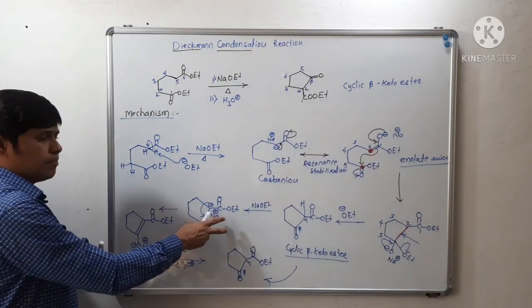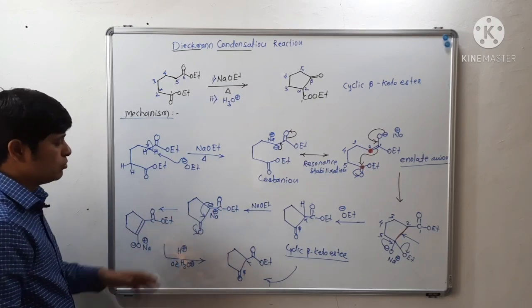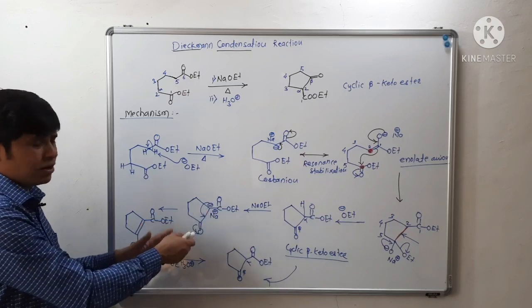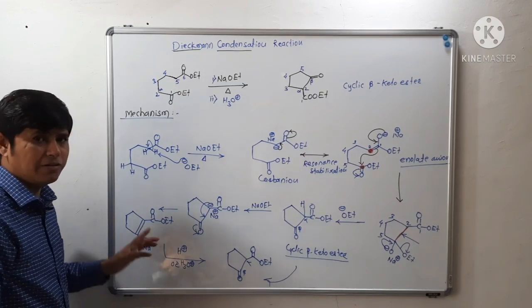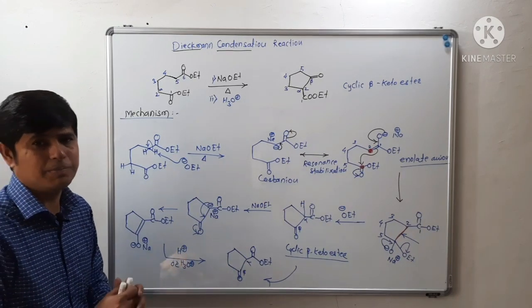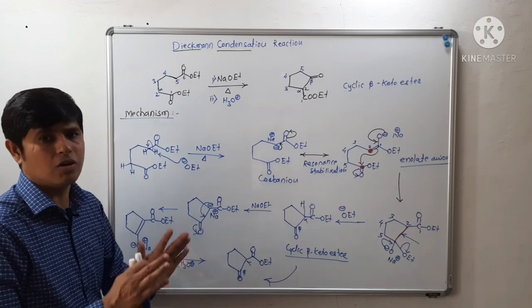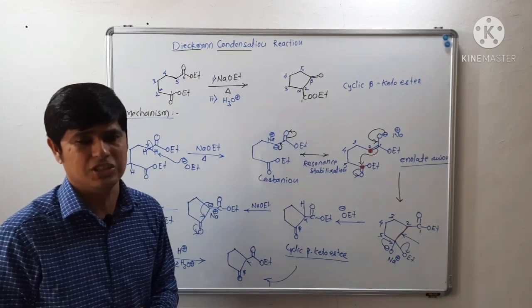Now this compound is a basic salt, in the form of a salt. So we have to bring it out in the form of a neutral compound. So we have to react it with dilute HCl to get a neutral compound, that is cyclic beta keto ester. So this is the Dieckmann condensation reaction or Dieckmann cyclization reaction.